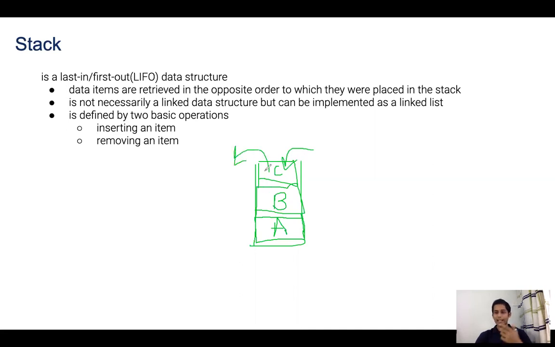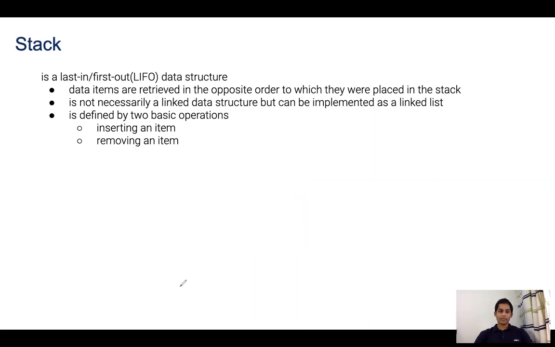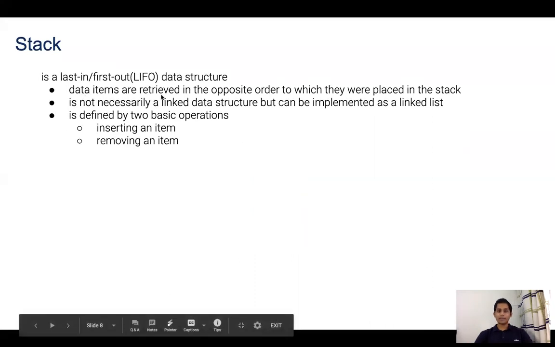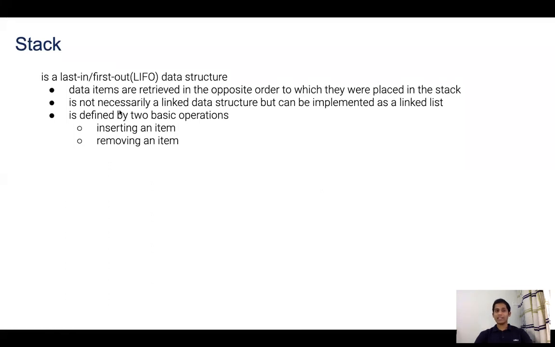So if we want to remove an element from the stack, it would come from the top of the stack. So it's basically a last in, first out data structure. Basically the data items are retrieved in the opposite order to which they are placed in the stack. It is not necessarily a linked data structure, but can be implemented as a linked list. Linked list is something that we'll be covering soon. It is defined with two basic operations, the inserting of an item and the removing of an item.